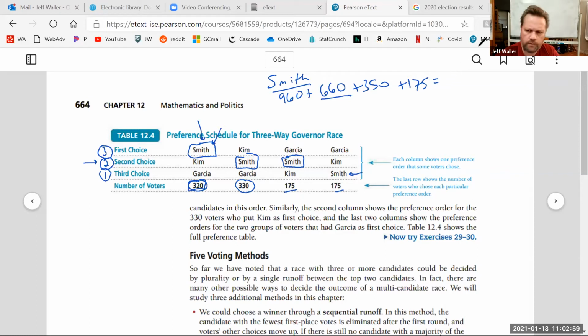So are all of these Smith's points for in total or just a second? So you ready? First place votes gets 3 points. Right. So in this first column, she got 320 first place votes. So that's 320 times 3 is 960.